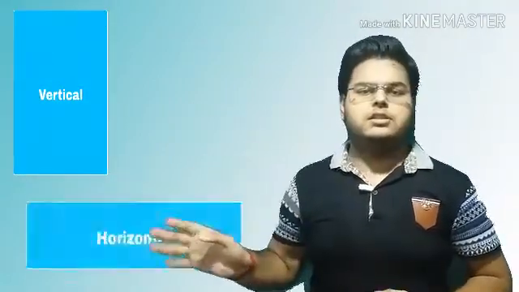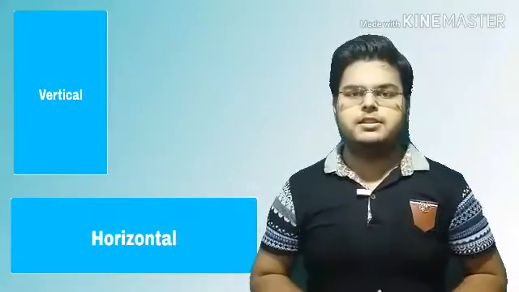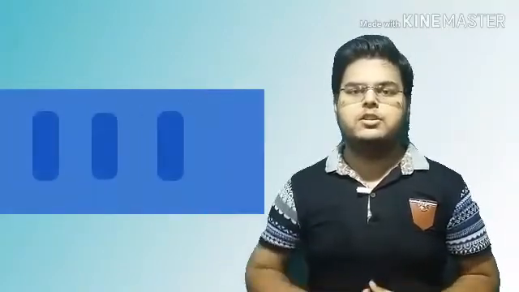Linear layout has two types of layout. One is vertical and the other one is horizontal. And what's the difference? In the vertical, if you place the elements, all the elements will be placed vertically. And in the horizontal, if you place the elements, they will all be placed horizontally. So that's the difference between the two of them.